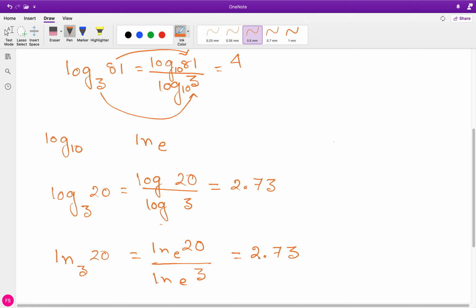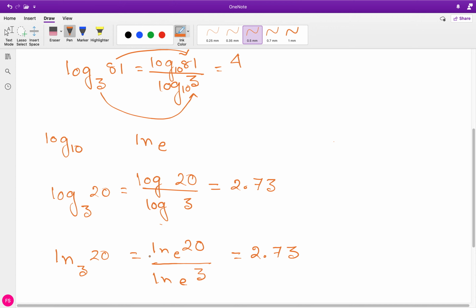So you can see how it's possible to use this log and this ln to evaluate your logarithmic expressions. And we use it for expressions where it's not possible to simplify by just doing mental calculations. So that's why you need to use this change of base formula. It doesn't matter what the base is. If you follow the rule, you will get the same answer.